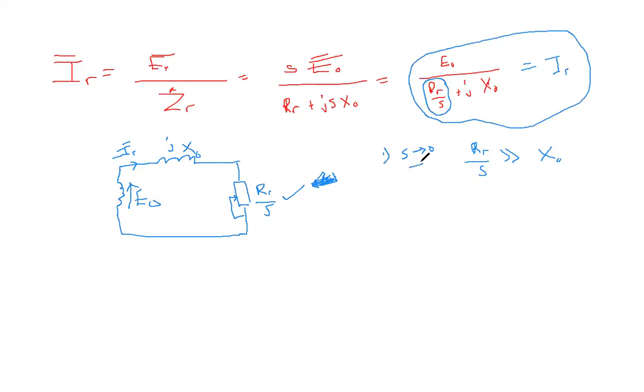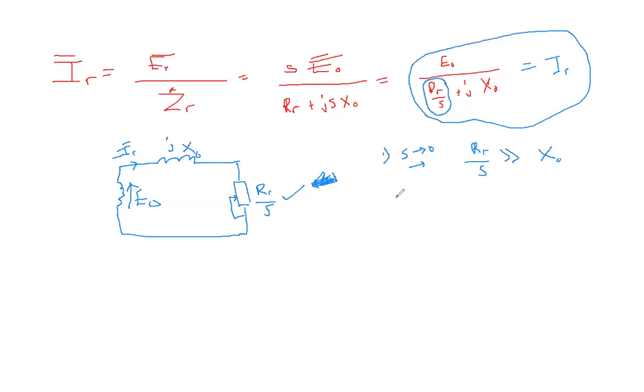And what is the condition for S to approach zero? S approaches zero when the relative motion between the magnetic flux and the rotor is becoming smaller. Remember, S is equal to NS minus NR. So when NS minus NR is becoming smaller, our S is becoming smaller. That means our rotor is now moving faster. So when that happens, the effective resistance becomes way larger than the standstill reactance.